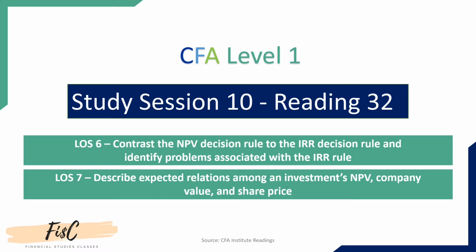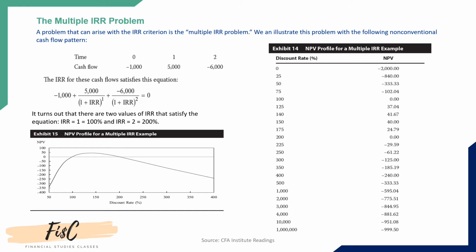Now we will discuss the issues in IRR, and also we will discuss the relationship of NPV with the share price and company value. So the two issues in IRR are the multiple IRR problem and the no IRR problem. The first one is multiple IRR.